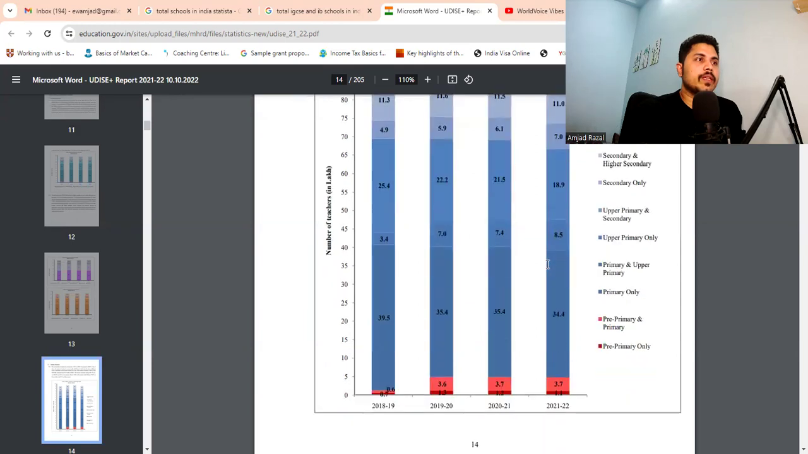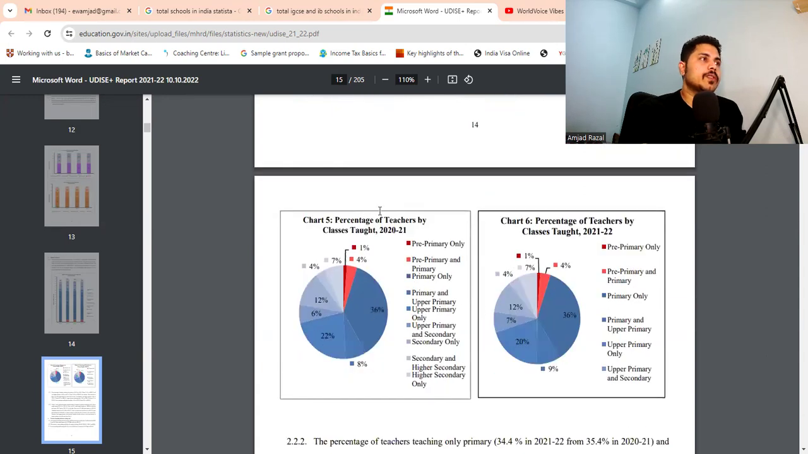Somewhere there is growth, somewhere there is decline. The good decline happened here, especially in primary only. They were nearly 39.5. 39 lakh teachers were teaching only in primary, and that number reduced to 34.4. This is the percentage of teachers by classes taught. Whatever you see here is in a different diagram, a different infographic, where you are seeing that particular data in this particular way.